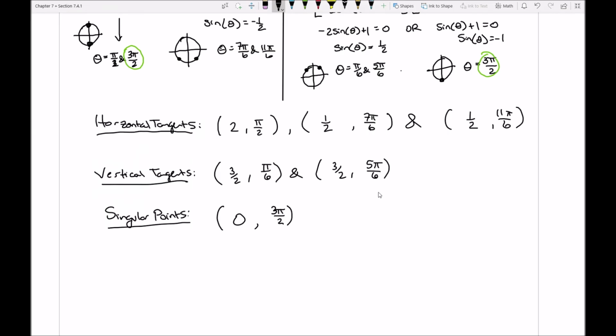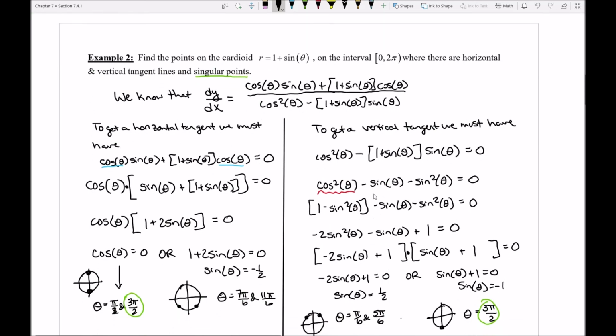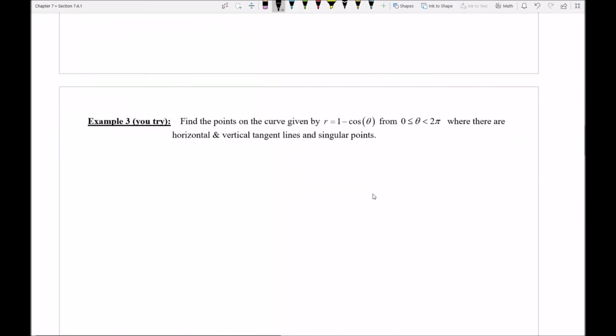So obviously there's a lot to answering a question like this, and it does take some time and some practice to get used to. I'm going to leave example number 3 as one for you to try on your own, and of course you can check the solutions up online in Blackboard.